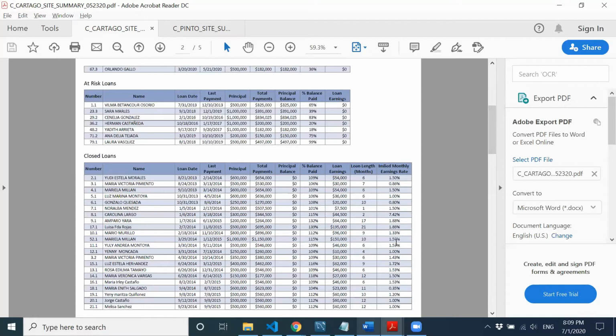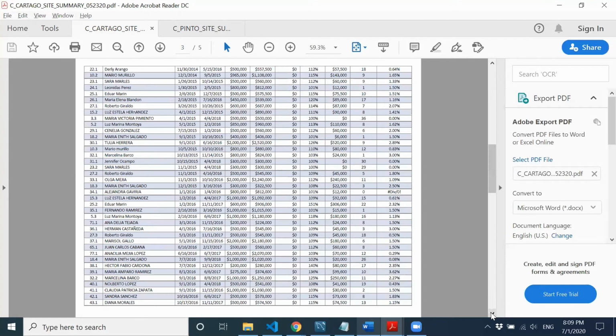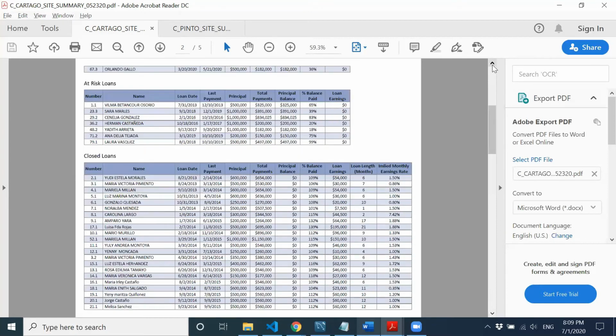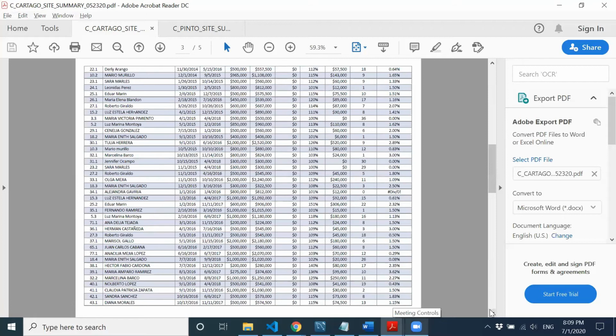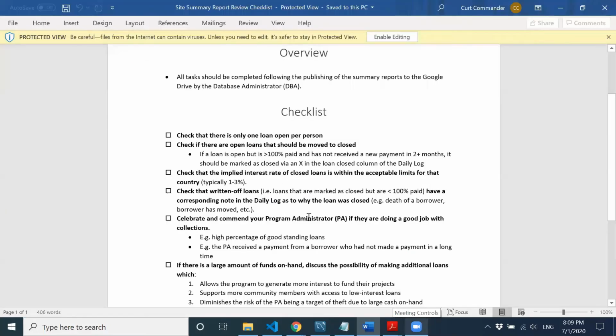So you would go here to the closed loan table and look at the implied monthly earnings rate, which takes into account the length of the loan and things like that. It looks pretty good right now. I don't see anything particularly high, well, maybe 7.42 was a little high for this loan right here, but otherwise it looked like 1%. They don't look too high. That's another thing you can check.